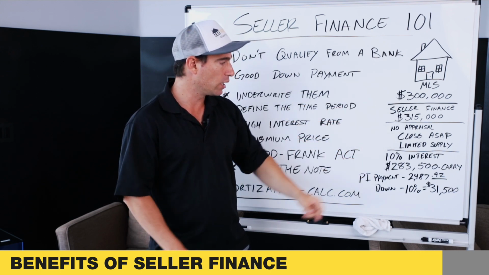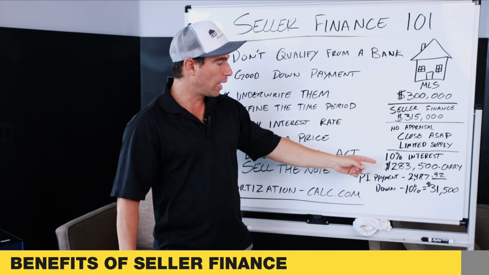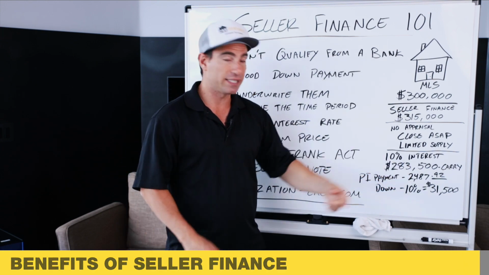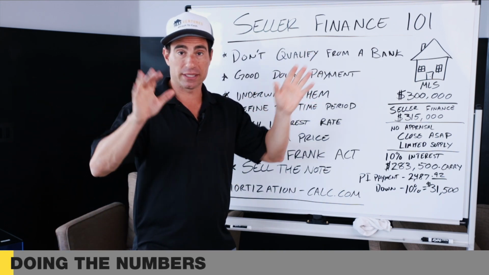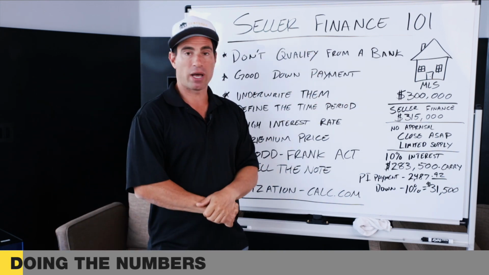For my payments to get to $283,500 on a carryback gets me a payment of $2,487.92. And how do you figure out payments? So someone calls you up on this example. They say, hey, see the house is $300,000. I have a seller finance candidate.